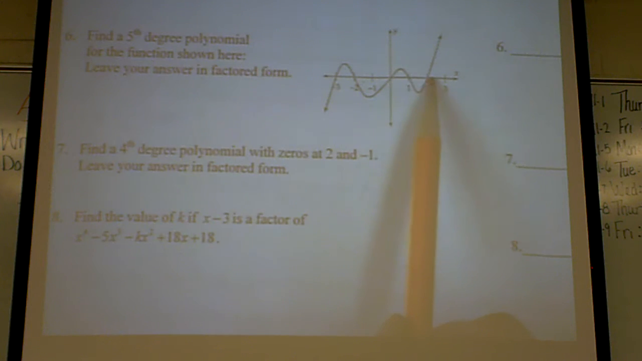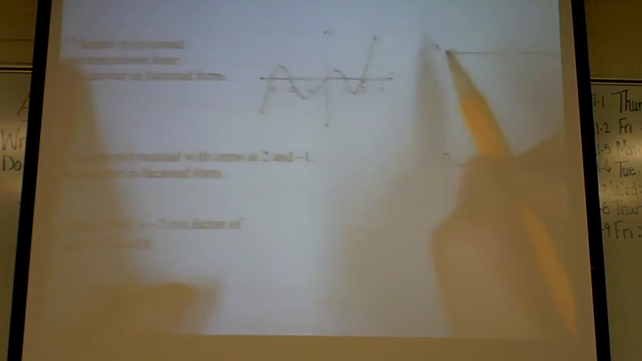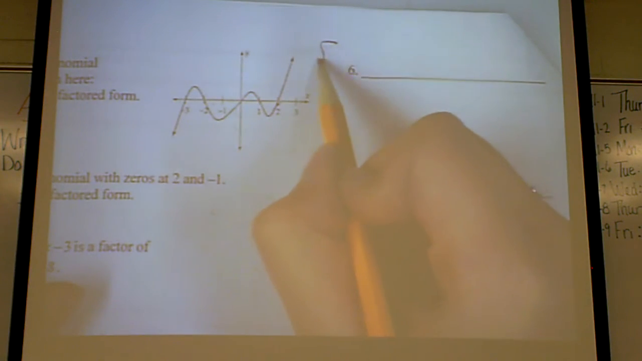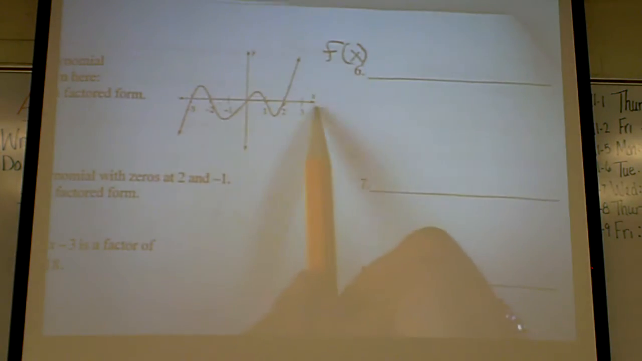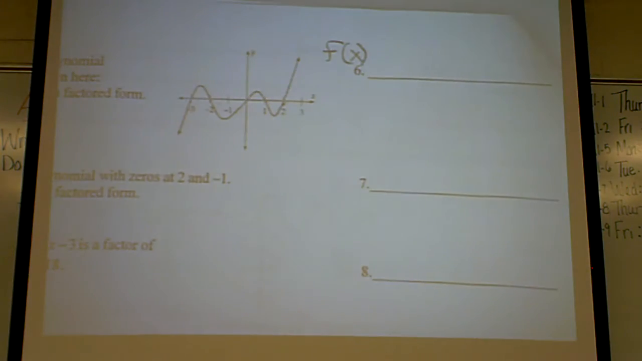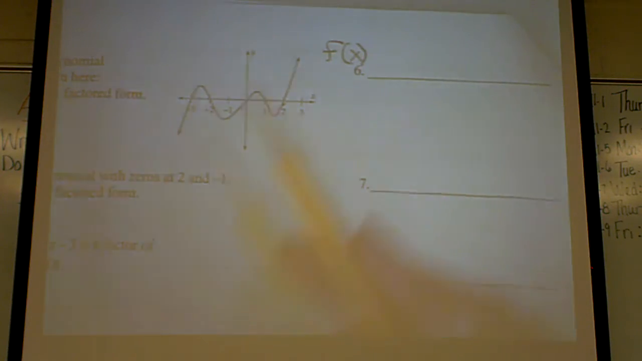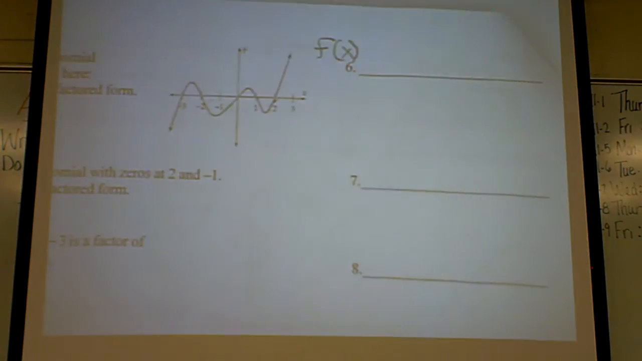1 for each of these. So 1, 2, 3, 4, 5. We have our fifth degree. So f of x, you need f of x. We have this graph and there's an x and a y, so you need f of x over here. If you did not put f of x, we took a point off.